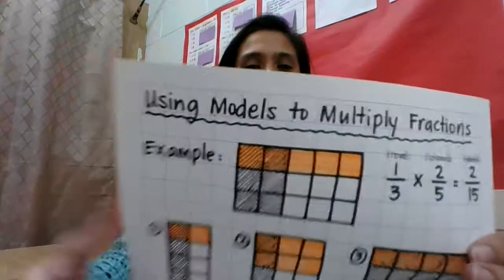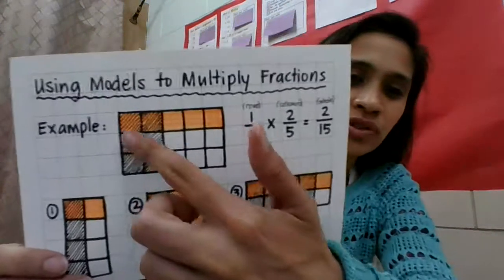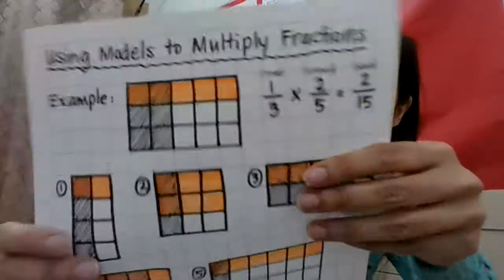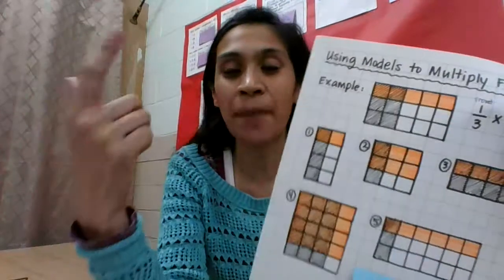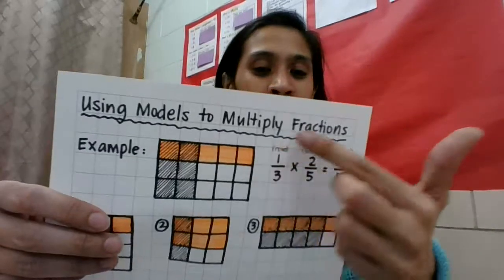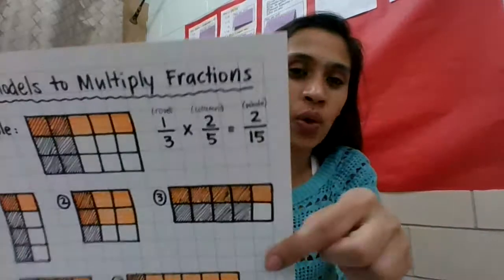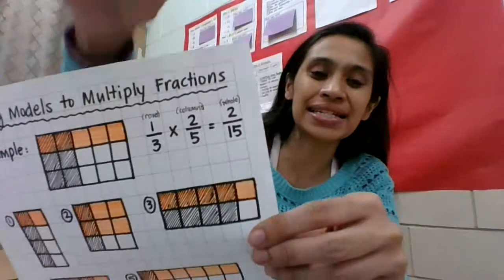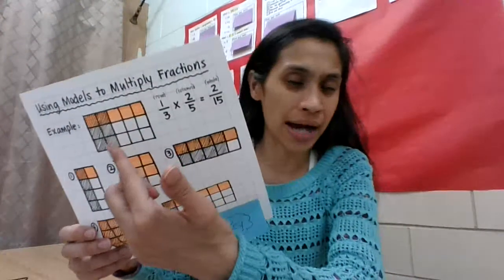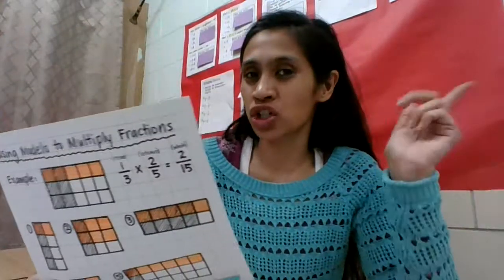All right. So here is our example. Do you see that right there? What I want you to do is copy each of the models in your notebook, and then you are going to write the multiplication equation, a number sentence that goes with that model. Okay, so whatever that model represents, you are going to write a multiplication equation to show that.